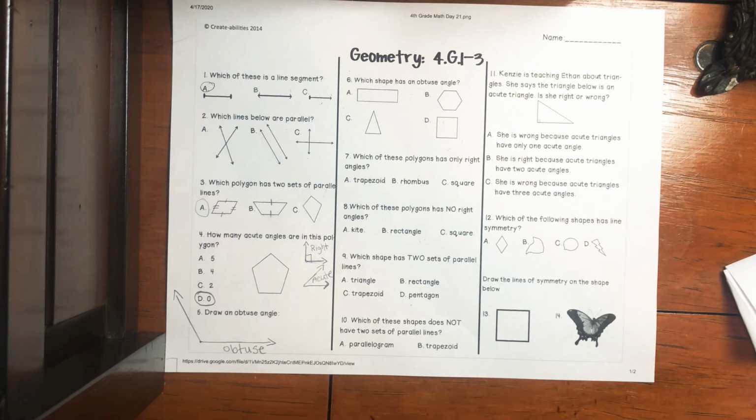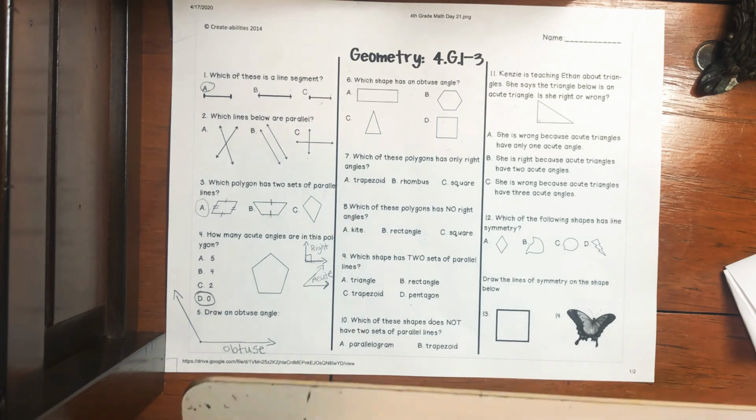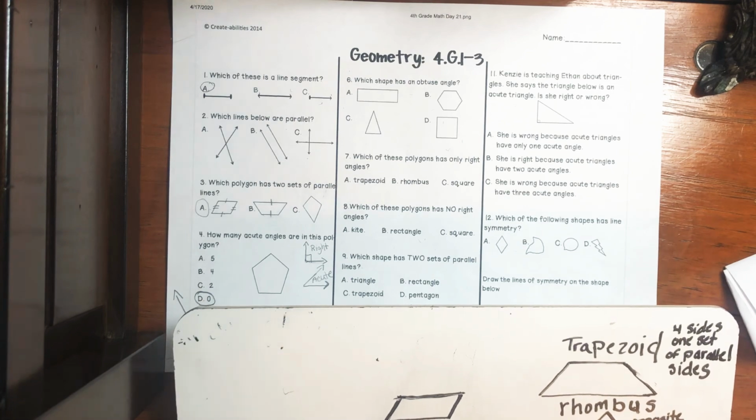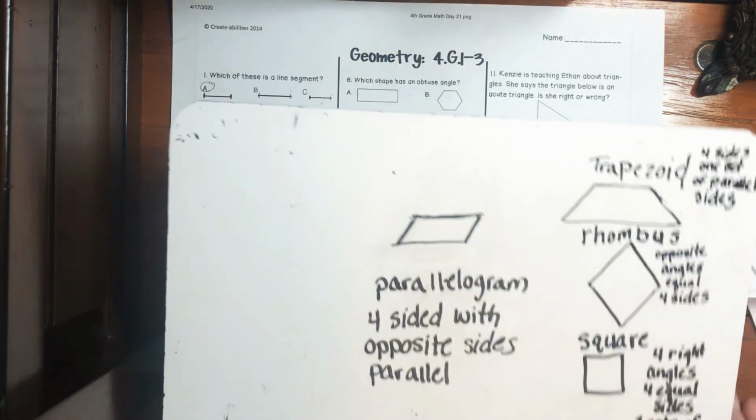Number 7. Which of these polygons has only right angles? Well, let's look at these polygons. That's one thing that we have not reviewed this year very much because this is something you covered in 3rd grade. So I've created a little image and definition for each. So we're looking at trapezoid, rhombus, and square first.